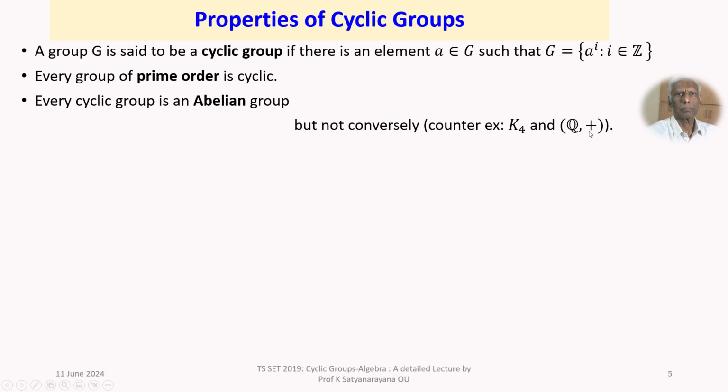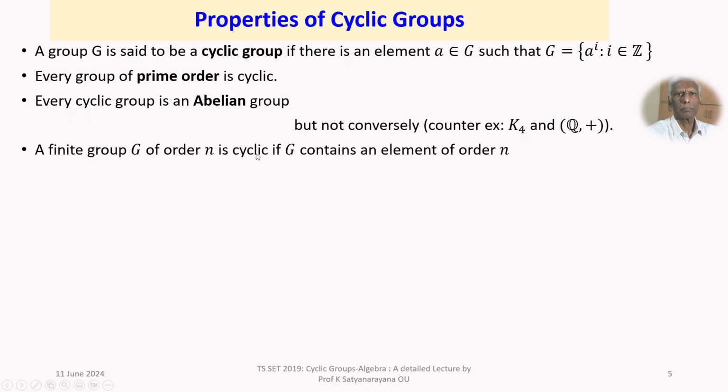And Q plus, the set of rational numbers under addition, is an abelian group, but there is no element which will generate every element of Q. Therefore, it's not cyclic. Agreed. And a finite group G of order n is cyclic if G contains an element of order n. If you have a finite cyclic group G of order n, then G will have an element of order n, and that is the generator.